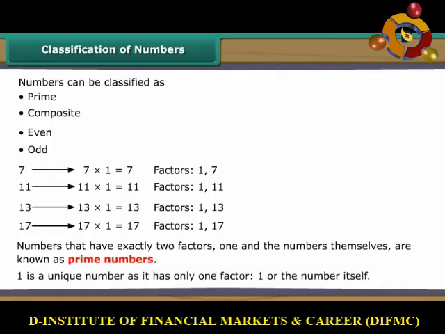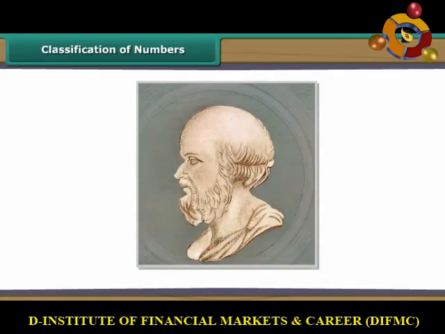1 is a unique number. It has only 1 factor, the number itself. A Greek mathematician called Eratosthenes devised an easy method to locate the prime numbers between 1 and 100. Let us take a look at this method.